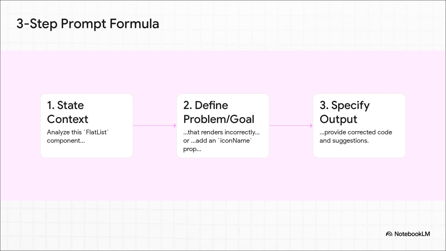Are you trying to fix something that's broken, or are you adding a new feature? And 3, specify the output you want. Do you need code, an explanation, maybe a list of different options? This simple formula, seriously, is the key to unlocking consistently better results from your AI assistant.